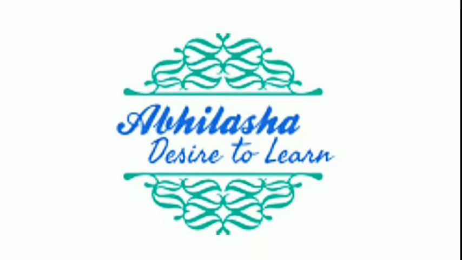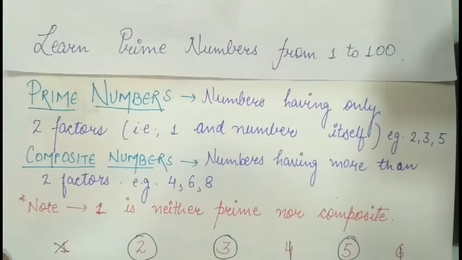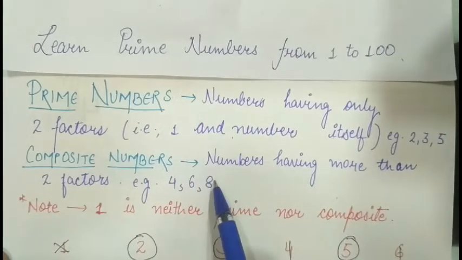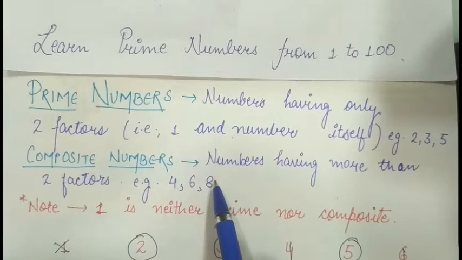In this video, we are going to discuss a simple trick to remember or learn prime numbers from 1 to 100. First of all, what do you mean by prime numbers? Numbers having only two factors, that is 1 and the number itself, are called prime numbers, and numbers having more than two factors are called composite numbers.